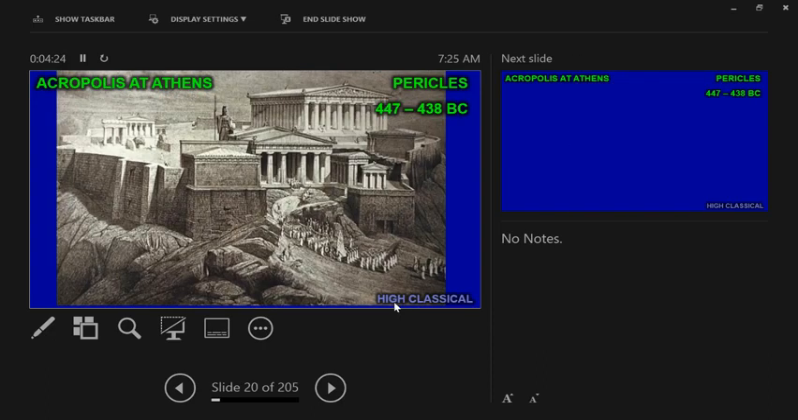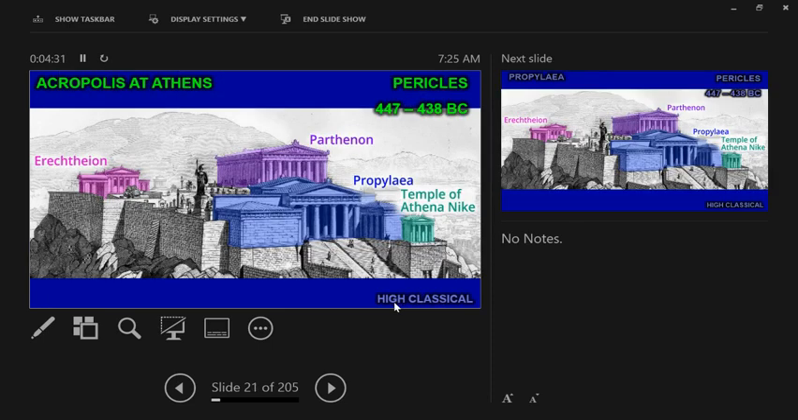These are images of what the Acropolis would have looked like back then. I want you to take note of these 4 buildings that we're going to look at. We have the Propylaea, which is basically the entrance of the Acropolis. We're not going to spend much time with this one. We'll spend most of our time with this one, the Parthenon, which is the main temple. We're also going to look at the Erechtheion, and we're also going to look at the Temple of Athena Nike.